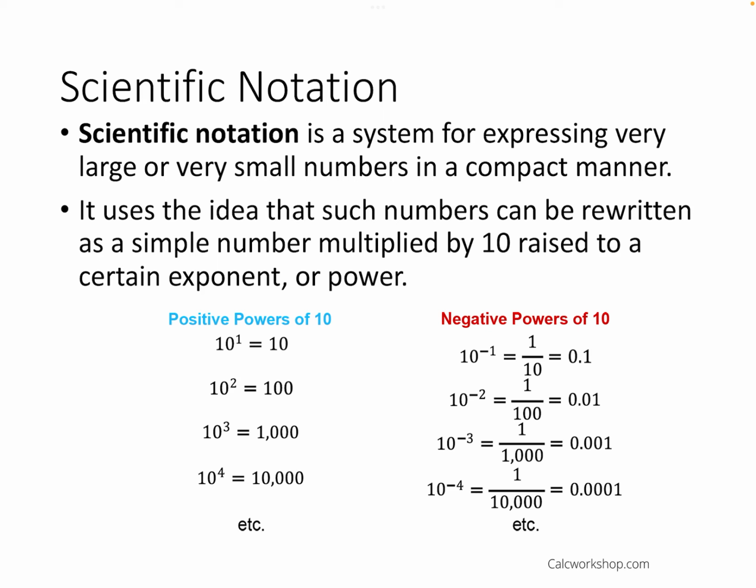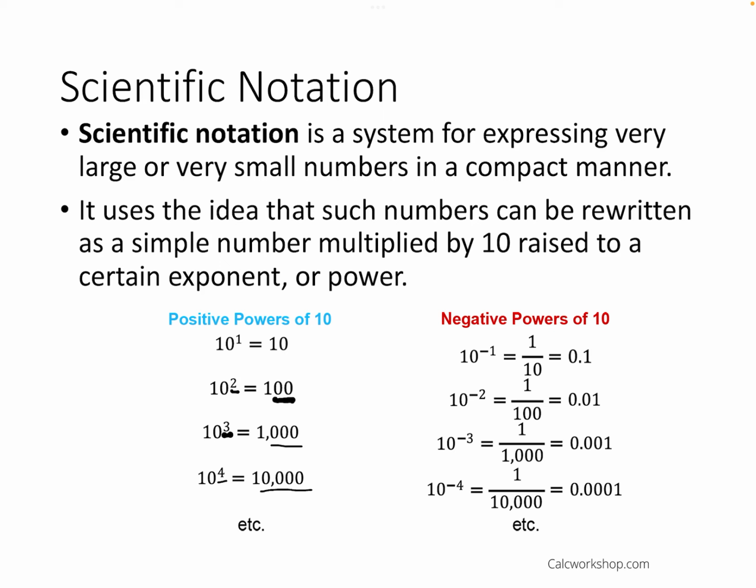So for example, we have positive powers of 10, and notice that these are all larger numbers. So we have 10 to the 1, which is just equal to 10, 10 to the second, which is equal to 100, and again we have the value 2 and 2 zeros. 10 to the third is 1,000 with 3 zeros. 10 to the fourth is 10,000 with 4 zeros, and that goes on, right? And then we also have negative powers of 10. So 10 to the negative 1 is equal to 1 over 10.